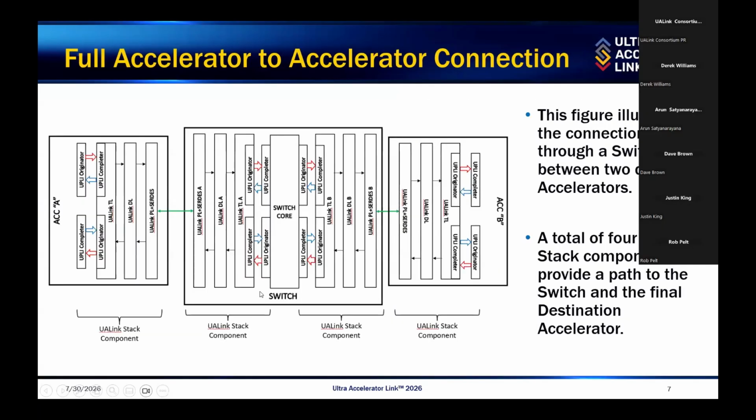This figure illustrates a full accelerator to accelerator connection. We'll start here with one UALink stack component on the accelerator, which connects over a link to another UALink stack component on the ingress side of the switch, with a switch core in the middle that unpacks the TL flits and the UPLI requests and switches them to the appropriate destination accelerator. We go through a second UALink stack component here, over a link through a final UALink stack component to the originator and completer interfaces on the destination accelerator, ultimately.